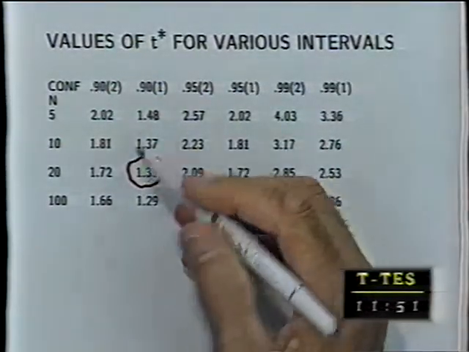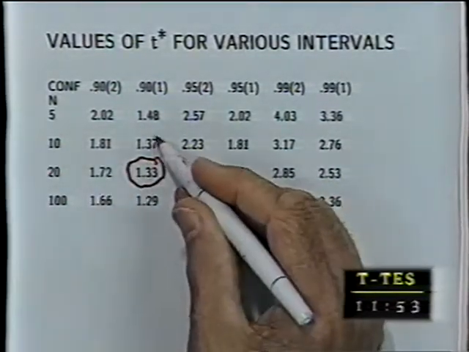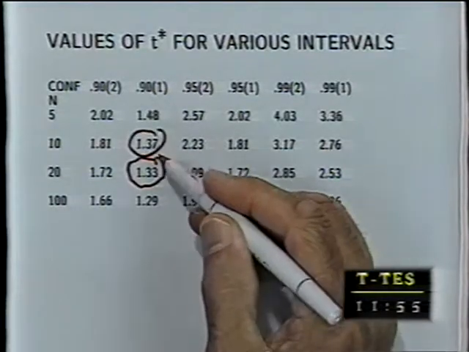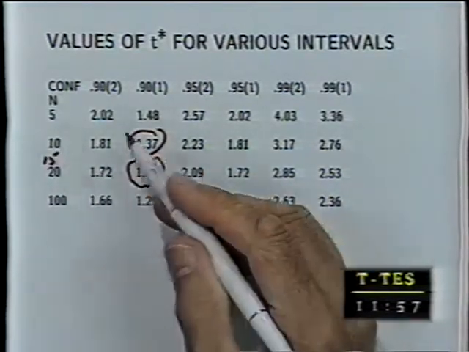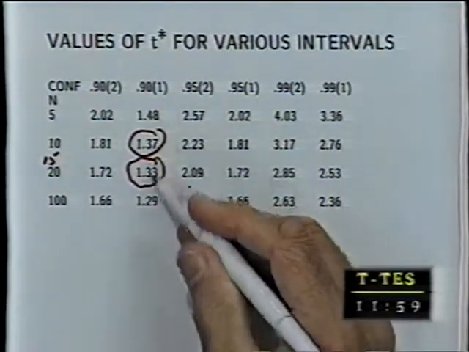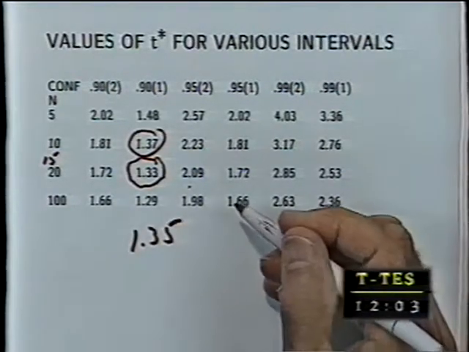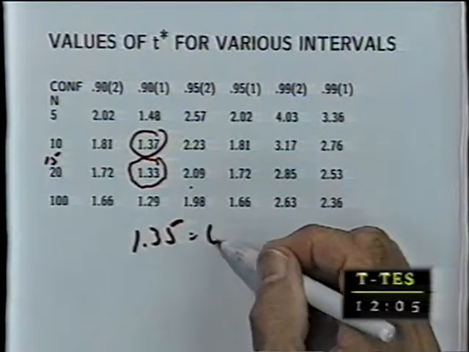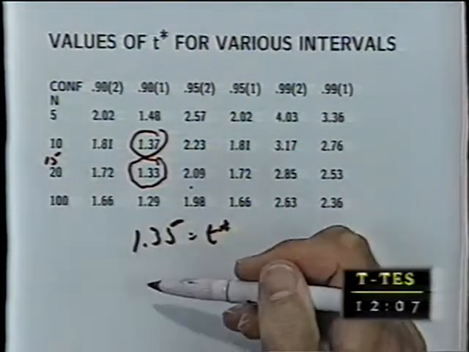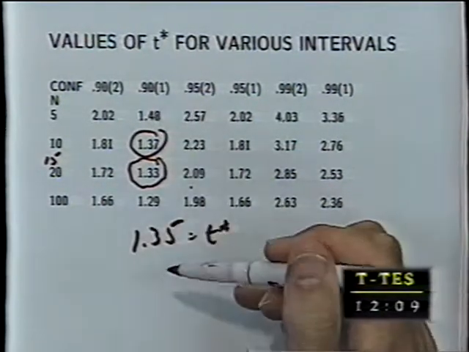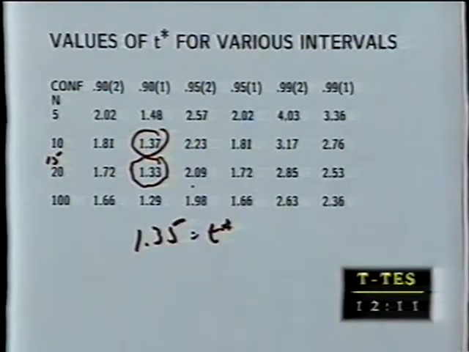Let's say instead of 10 or 50, if someone had said 10, one-sided 10, you would pick 1.37. But let's say someone said, I want 15. Sort of go in between there. That's pretty close. I would use 1.35 for T star at 15, 90, one-sided interval. So that's how you would use the table.